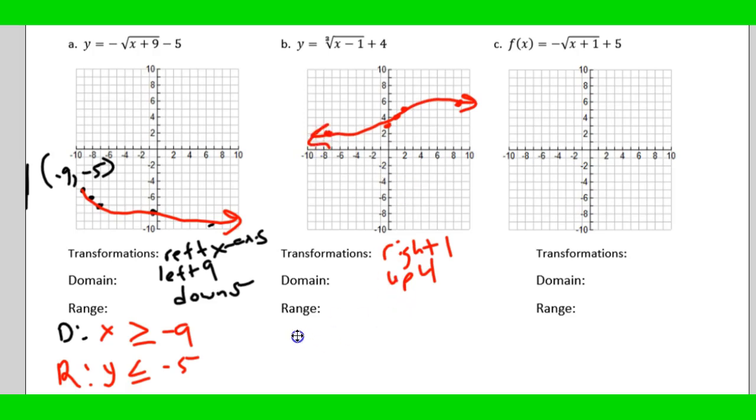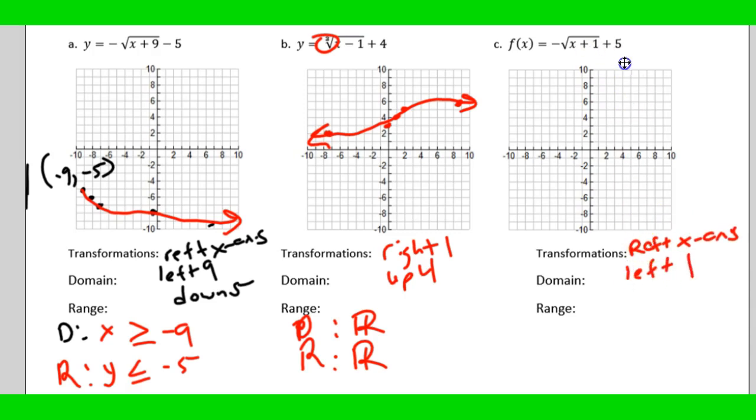All right. So now domain. Well, you know what, guys? Remember, if you remember what I told you. This is cubic. That's cubic. Cube root. So the domain and range is all real numbers, okay? All real numbers. And now lastly, this last problem, man, this negative tells us reflect over the x-axis. That +1 tells us left 1. And the 5 outside tells us up 5.